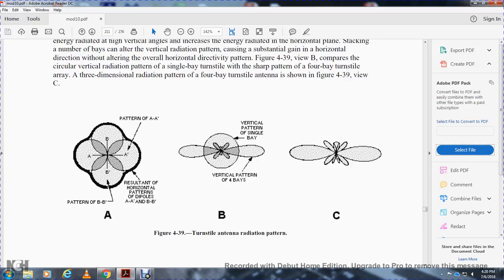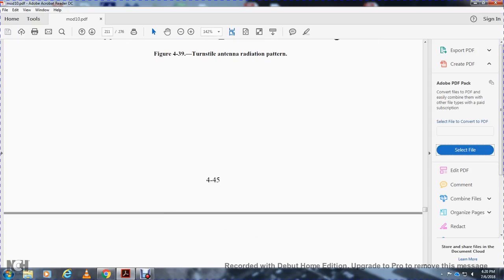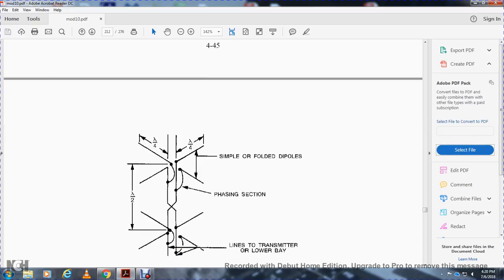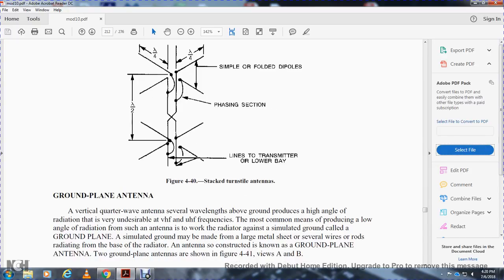View A shows the pattern of dipoles AA and BB, resulting in the horizontal pattern of the AA and BB dipoles, and the vertical pattern of a single bay with the vertical pattern of 4 bays, C. Simple folded dipoles, phasing section lines of the transmitter, lower bay.